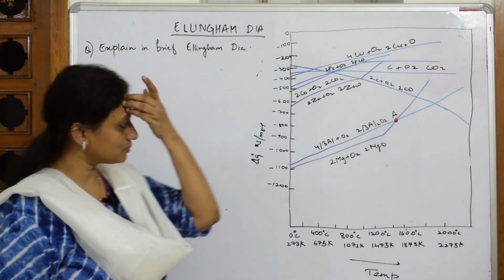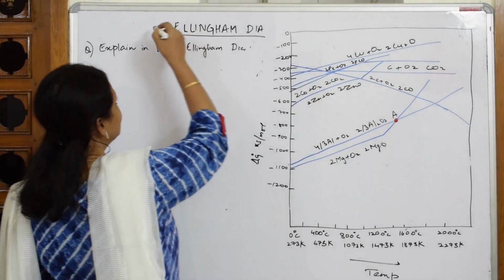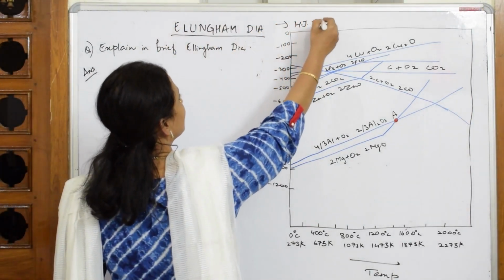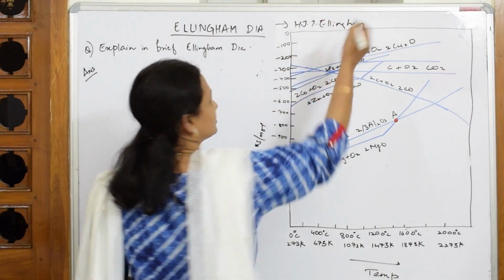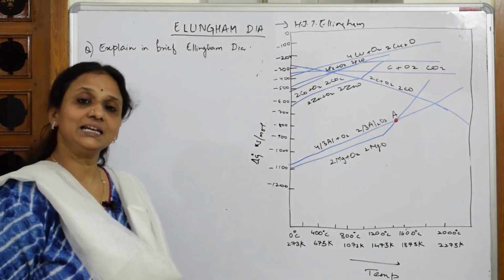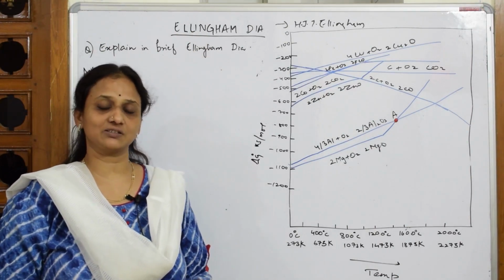Now this Ellingham diagram was first introduced by H.J.T. Ellingham. So the person who has introduced this is H.J.T. Ellingham, right? This is not required for us, this is only for your info. So the H is silent in this Ellingham. Basically the Ellingham diagram explains two important concepts, that is what you have to stress in your answer.